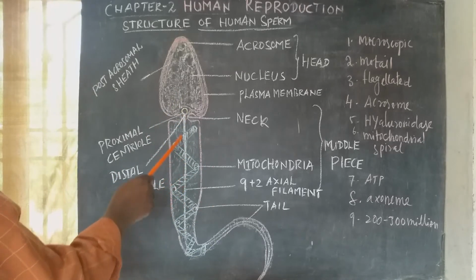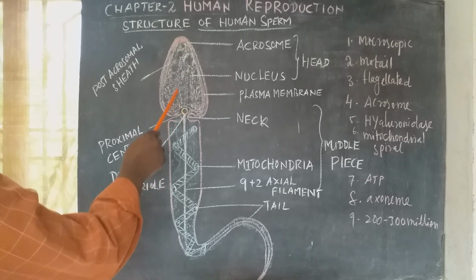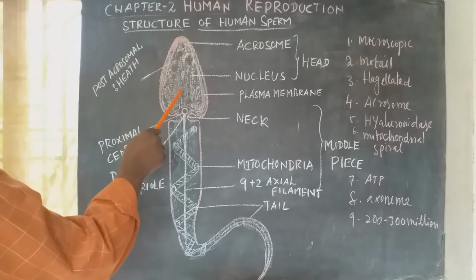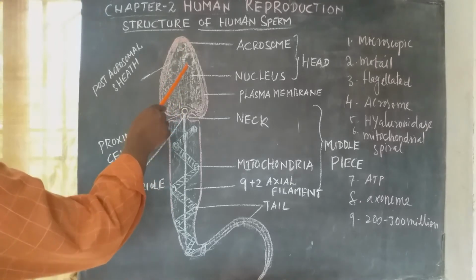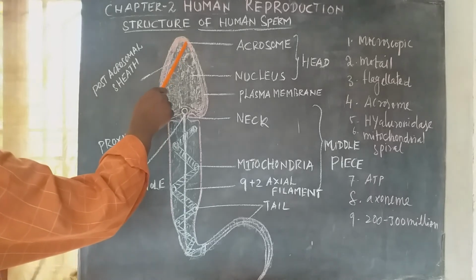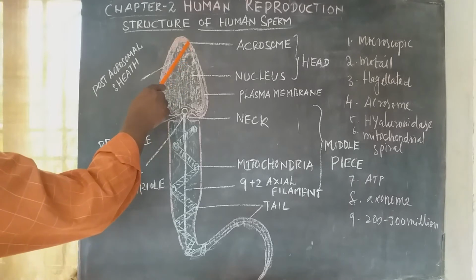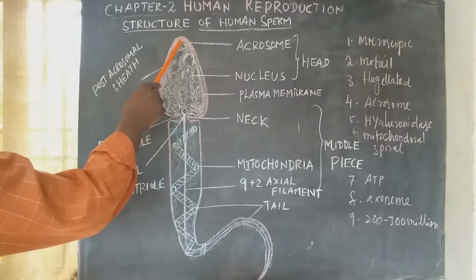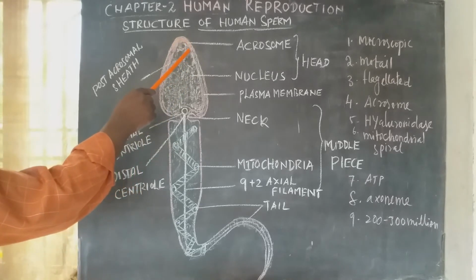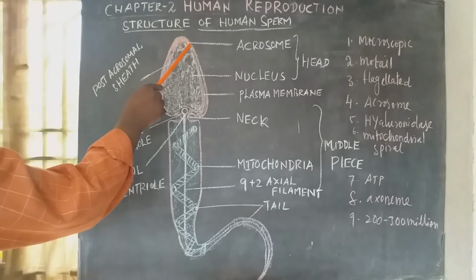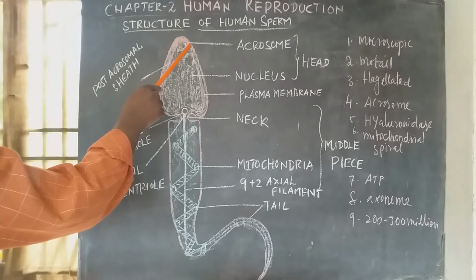The head comprises two parts, namely the acrosome and the nucleus. How many parts are present? Two parts only, very important. One is the acrosome, another is the nucleus. The acrosome is a small cap-like structure, pointed at the anterior end of the sperm.